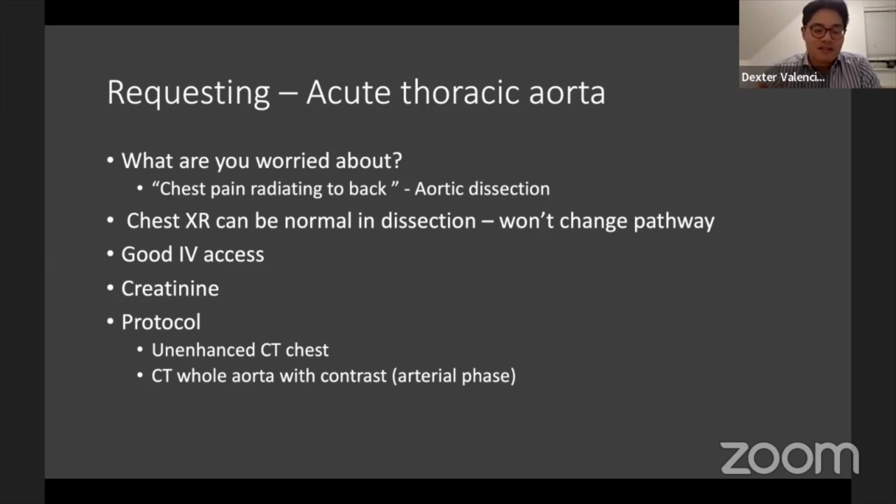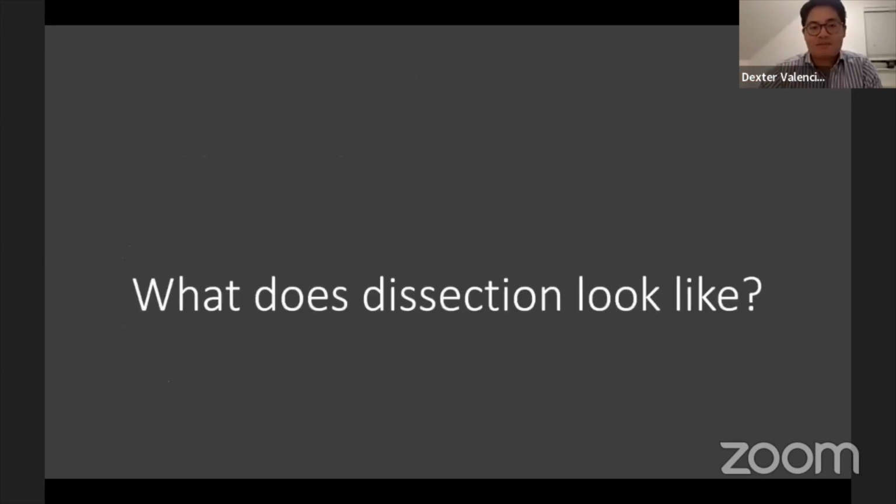You need good IV access. Creatinine, if the patient is likely to deteriorate and die soon, the kidneys are probably not going to be too much of a concern. You want to make sure this patient doesn't die immediately. So discuss with your radiologist, get IV access. And what we do is we'll do an unenhanced CT chest without contrast, and then we'll do a whole aorta with contrast, and I'll explain why.